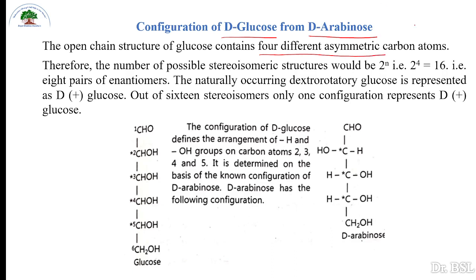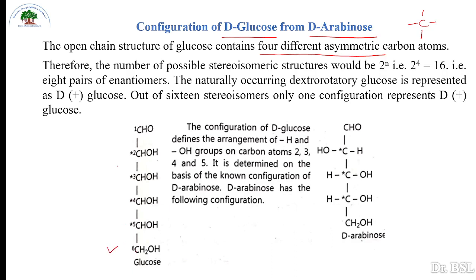So first of all, what is an asymmetric carbon atom? The carbon atom which is attached to four different groups or atoms on four sides is known as asymmetric carbon or chiral carbon, asymmetric center or chiral center. And glucose has four chiral centers or four asymmetric centers. This is the structure of glucose.